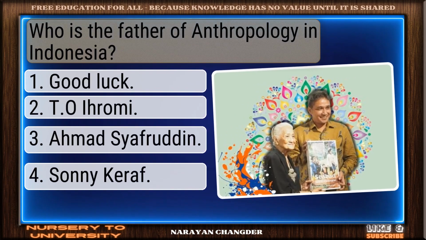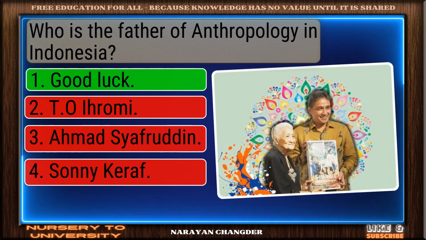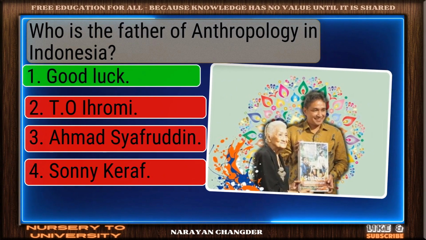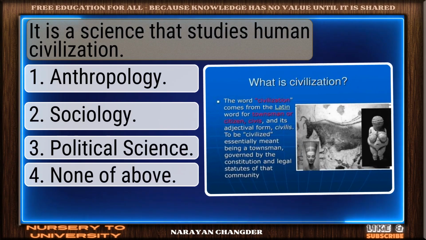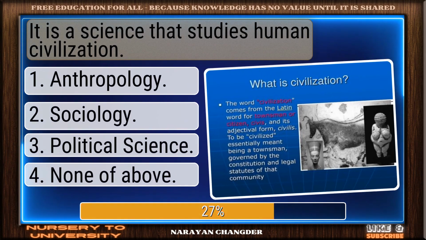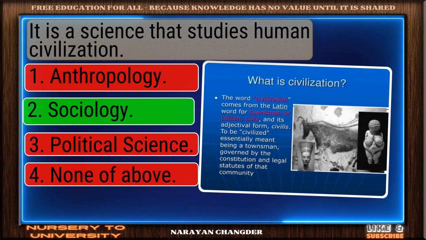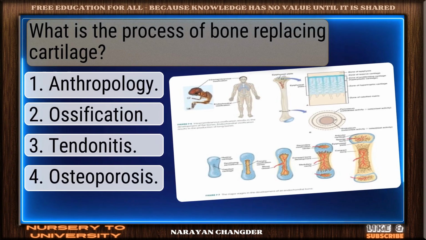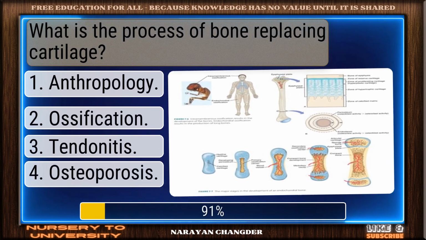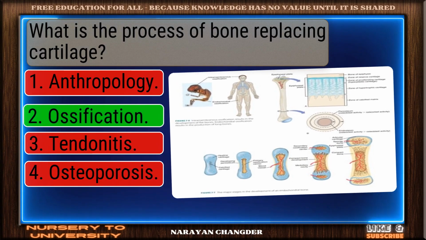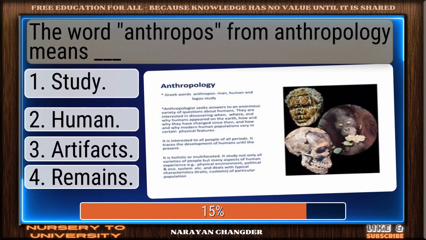Who is the father of anthropology in Indonesia? Nice work. You chose Koentjaraningrat, and it is correct. It is a science that studies human civilization. Great job. Sociology is the accurate answer. What is the process of bone replacing cartilage? Exactly. Ossification makes sense. The word anthropos from anthropology means dash.